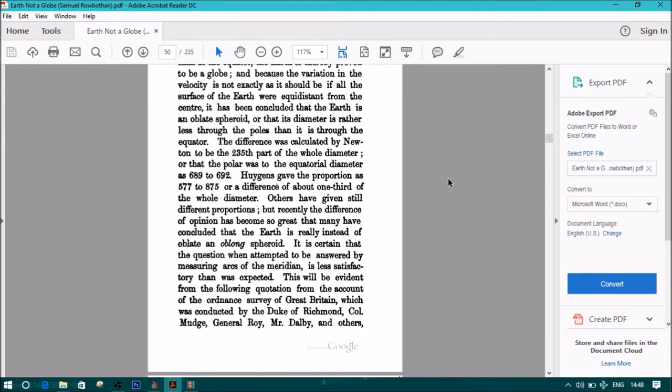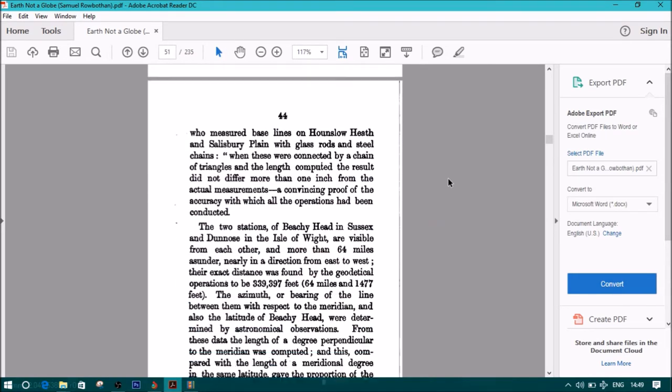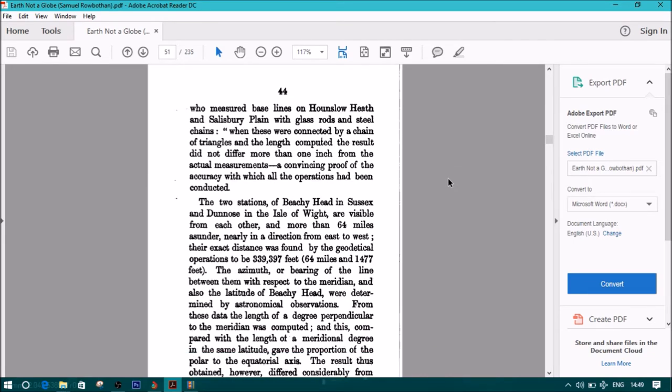It is certain that the question, when attempted to be answered by measuring arcs of the meridian, is less satisfactory than was expected. This will be evident from the following quotation from the account of the Ordnance Survey of Great Britain, which was conducted by the Duke of Richmond, Colonel Mudge, General Roy, Mr. Dalby, and others, who measured baselines on Hounslow Heath and Salisbury Plain with glass rods and steel chains. "When these were connected by a chain of triangles and the length computed, the result did not differ more than 1 inch from the actual measurements, a convincing proof of the accuracy with which all the operations had been conducted."